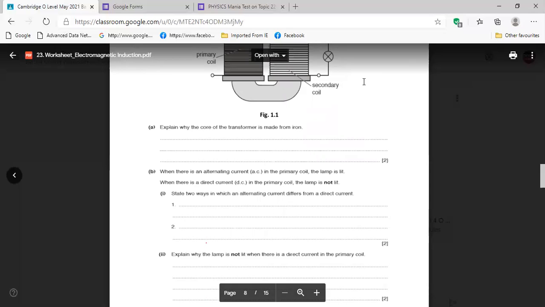Yes, sir. When there is an alternating current in the primary coil, the lamp is lit. When there is a direct current in the primary coil, the lamp is not lit. State two ways in which alternating current differs from a direct current. What is the first one?